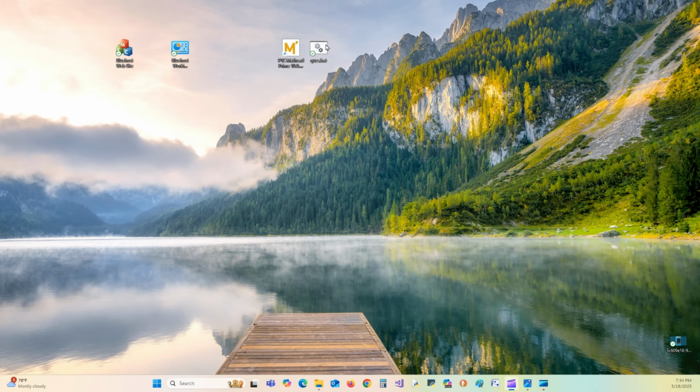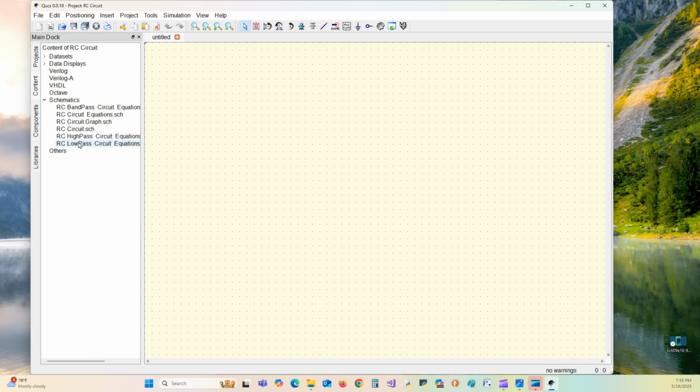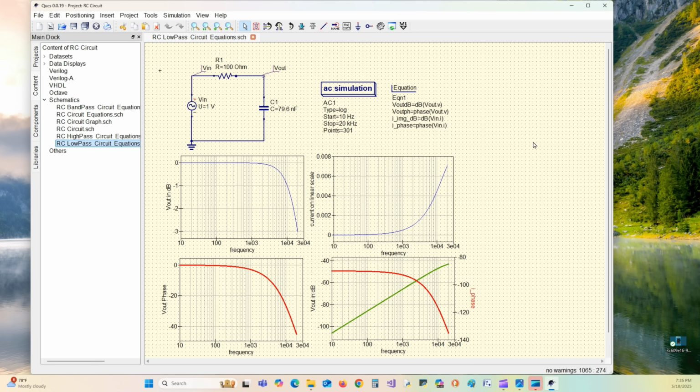Okay, open up your QUCS. There we go. I've already built the circuit, so we're going to use it again, the RC low-pass circuit equations. But I'm going to show you where to get everything and how to construct this schematic and run this simulation. This is the same as the other one, but we need to change our resistor to be correct and our capacitor to be correct. So looking at our PTC Mathcad results for the capacitor, we know it needs to be 79.6 nanofarads.